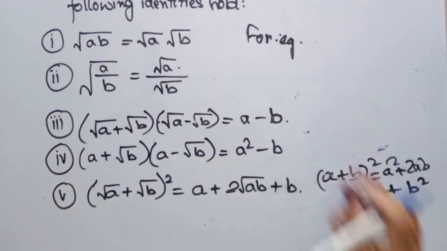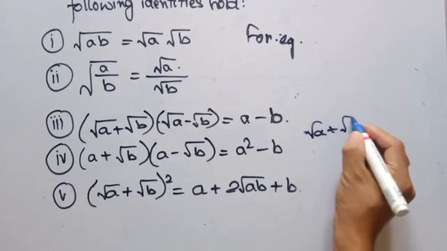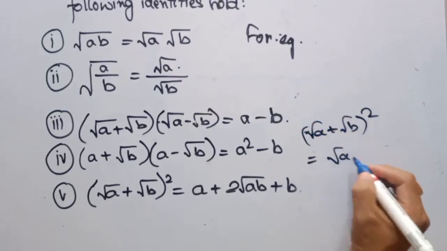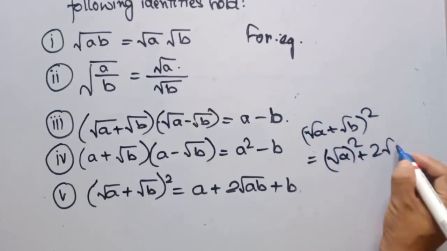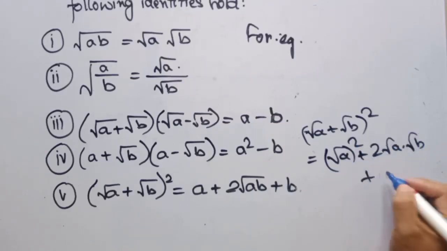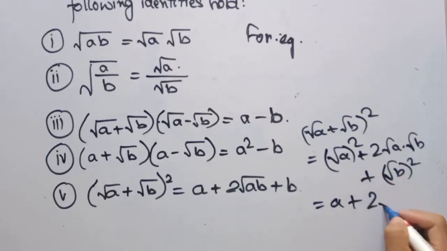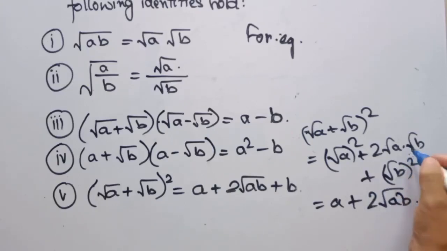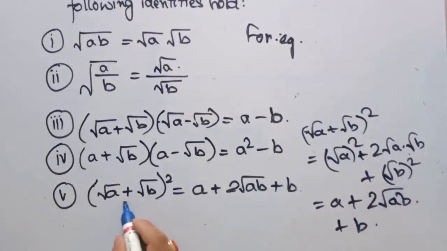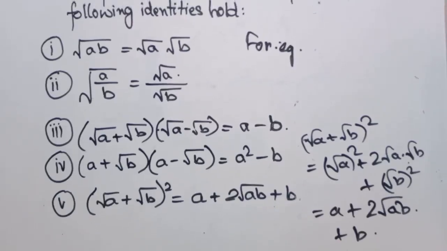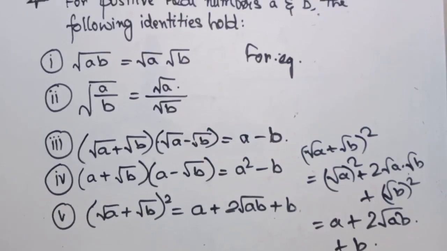So root A plus root B whole square equal to root A square plus twice root A root B plus root B square. Root A square is A, because root A into root A equal to A, plus twice root AB. Here we are using the first identity. Then root B square equal to B. So root A plus root B whole square equal to A plus twice root AB plus B. So here are some of the identities which you are to learn for any given real numbers A and B.